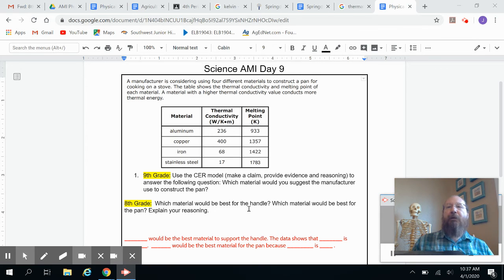So 8th and 9th both, we need to look back in our data table and we need to decide, are all of these numbers important in answering this question, or can we ignore some of these numbers? Remember, just because you're given all this information, that doesn't mean you have to use it. So think about these things as you approach writing the answer to your questions.